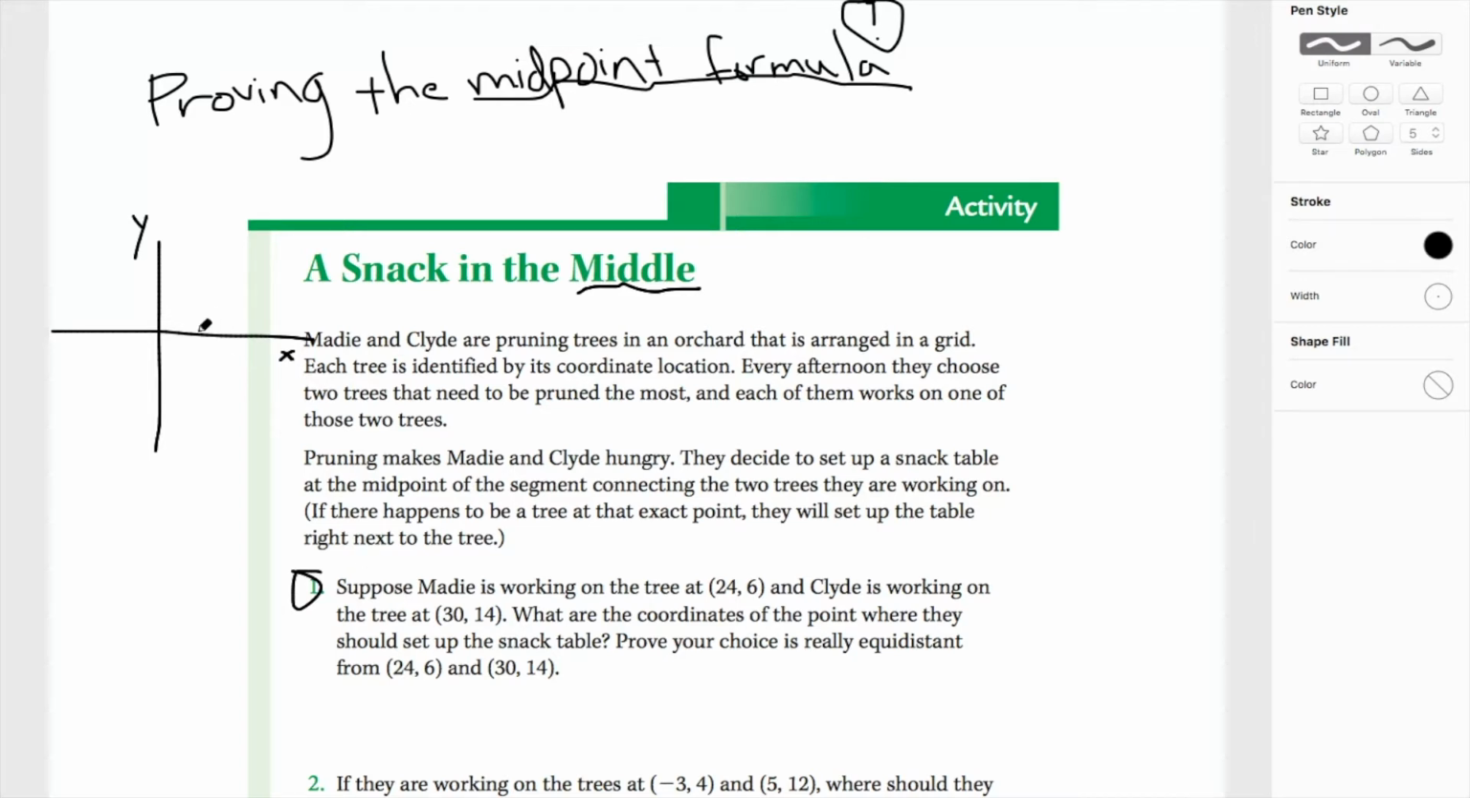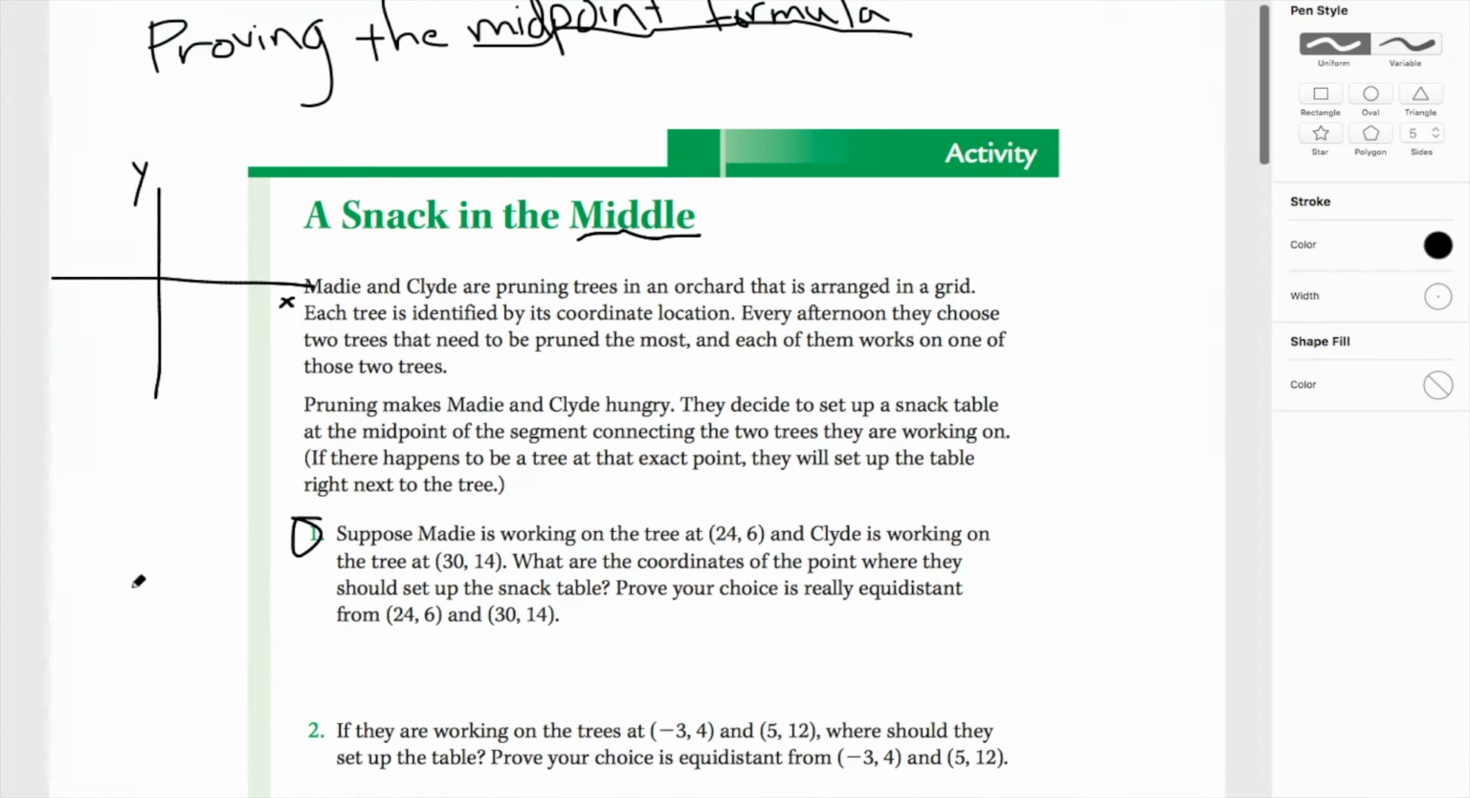Okay, so it looks like we're dealing here in quadrant number 1, and these points are pretty close to one another. So I might just do an L graph here to spread the points out a little bit more than what we have here, okay? So let's say maybe this is 30, and maybe then this is 24, and then let's say maybe this is 6, and this is 14, because these are your y coordinates, 6 and 14. So that means on the grid, we would have a tree right here, and we would have another tree right here.